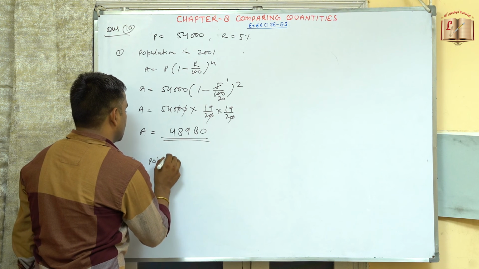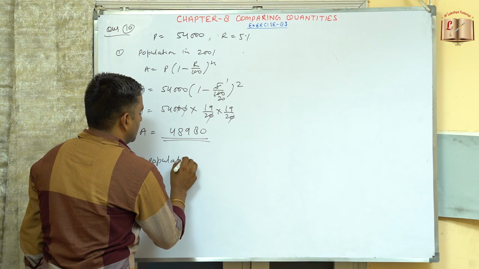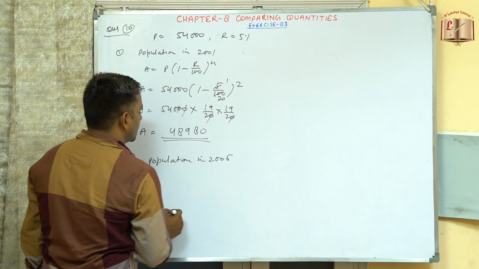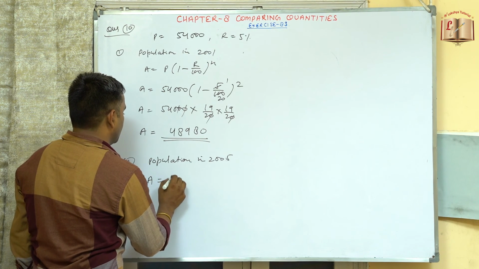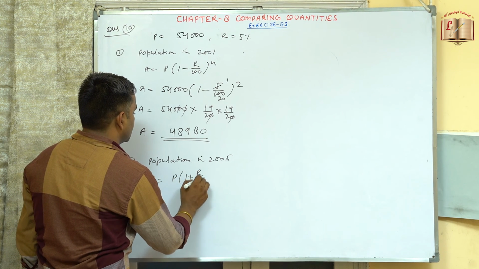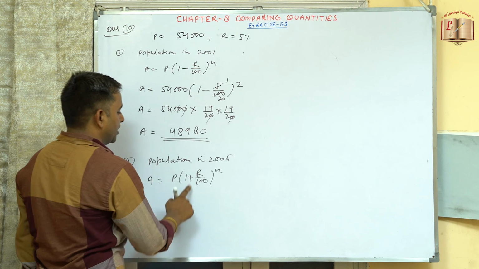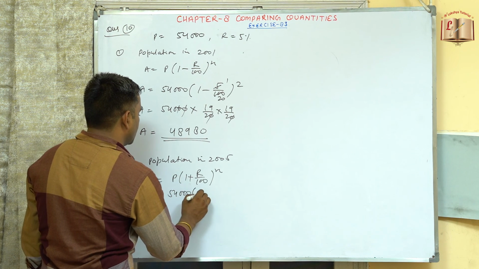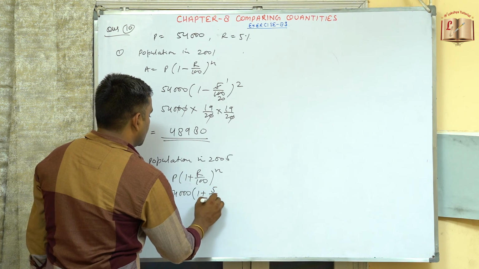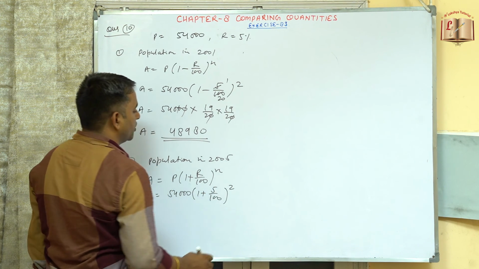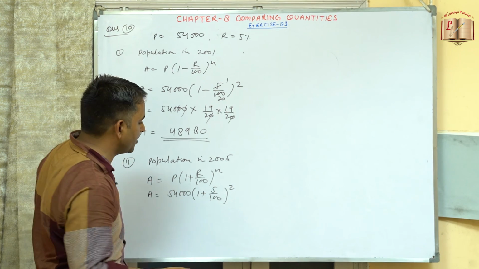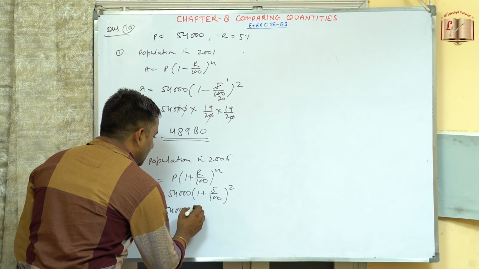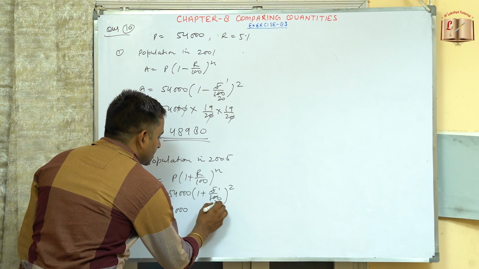So population in 2005, so this will be now more than this. So here A will be equals to P times 1 plus R by 100 to power n. Here it will be plus. So A is 54,000, 1 plus 5/100 to power n is again 2, because 2003 से 2005 कितना 2 साल का है. So A will be equals to now 54,000 and this is 1, this is 20.